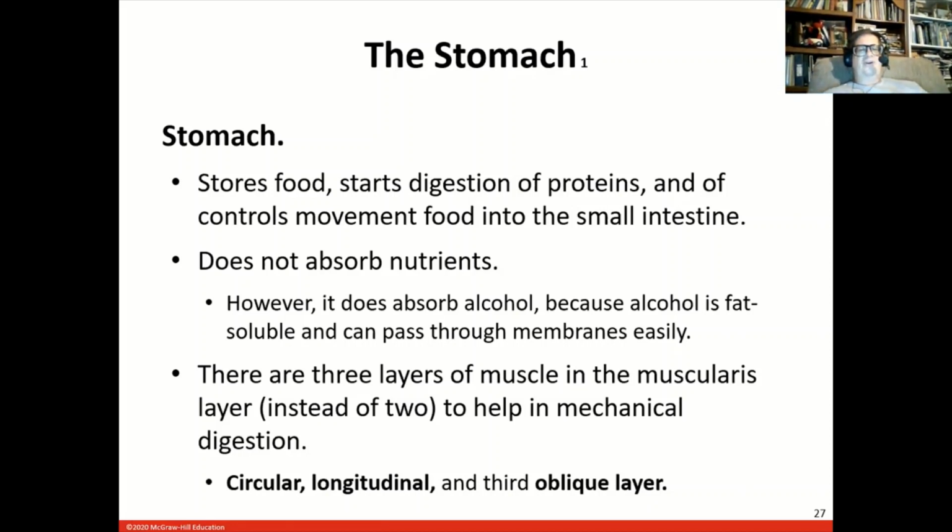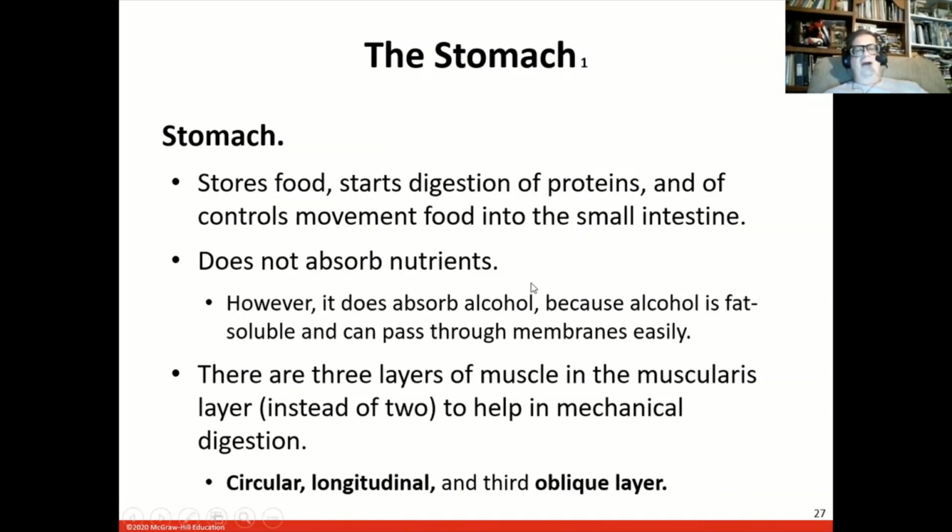All right, so let's go through this. The stomach stores food, starts the digestion of proteins, and the sphincter at the end, the pylorus, controls the movement of food into the small intestine. The stomach does not absorb nutrients. Remember, I told you it's not the main organ of digestion, even though so many people think it is.